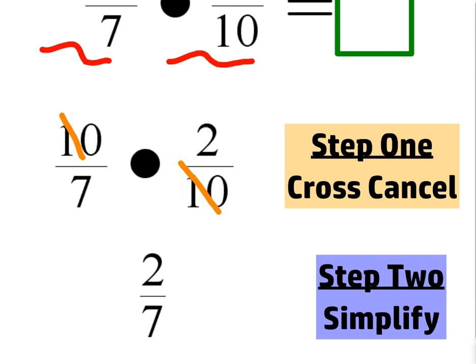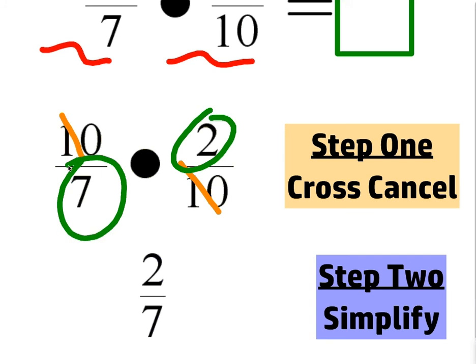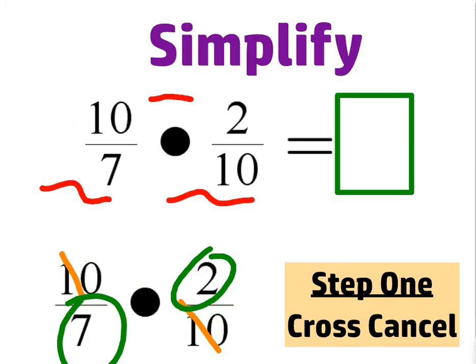Once you cross-cancel, then you can simplify, and in this case, you're left with a 2 in the numerator and a 7 in the denominator over there. But again, it won't matter. You'll just end up with one fraction, 2 on the top and 7 on the bottom. So therefore, our final answer for this one is 2 over 7.